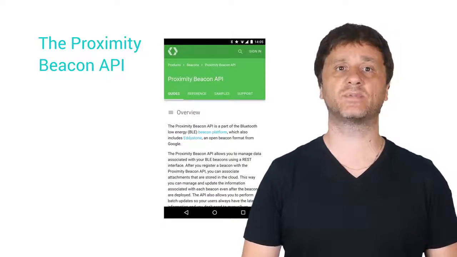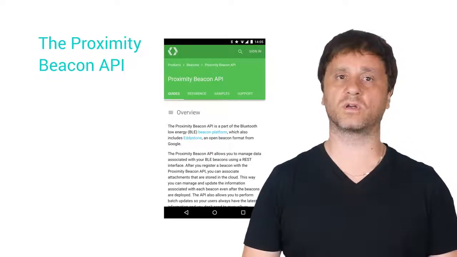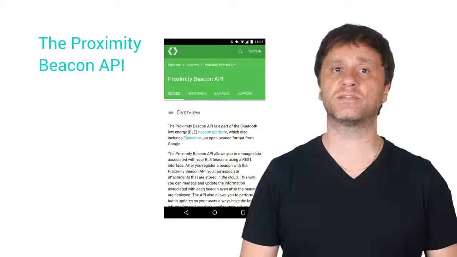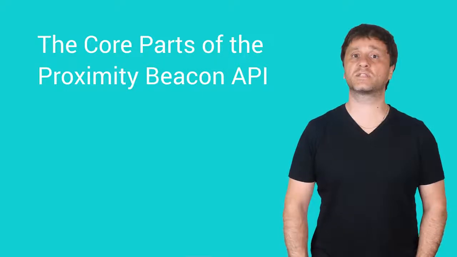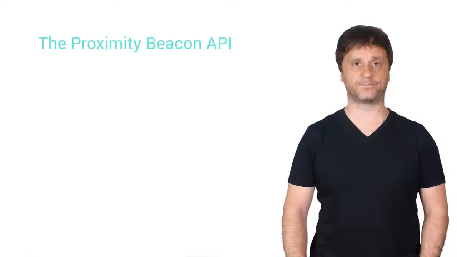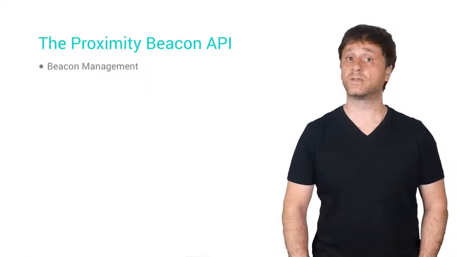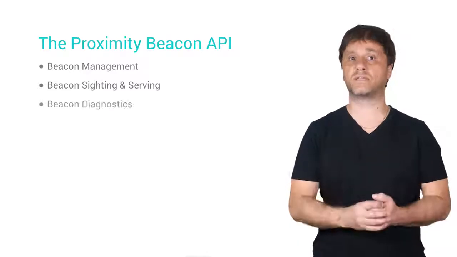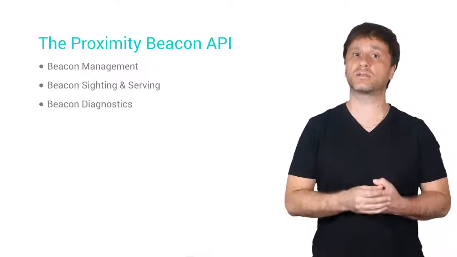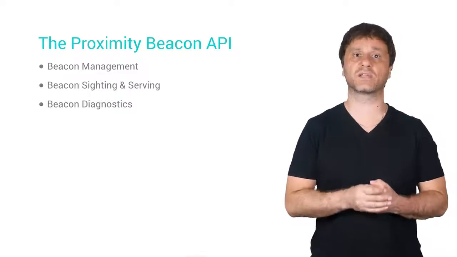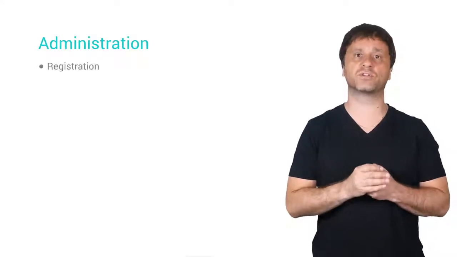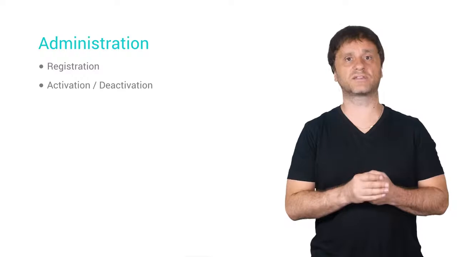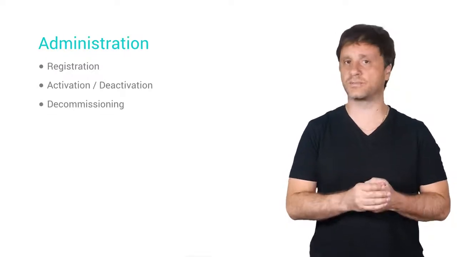Indeed, in addition to that, this API lets me manage my entire fleet of beacon hardware, register sightings, and possibly even get some diagnostic information about the beacons. The Proximity Beacon API was designed to make deploying and managing beacons easy with three key pieces of functionality in mind: beacon administration, beacon sighting and serving, and beacon diagnostics. The largest and most important of these bits of functionality is the portion relating to managing your fleet of beacons. It's this corner of the API that you'll use to first register your beacons when you get them, and then to control their life cycle, including their eventual retirement or decommissioning.